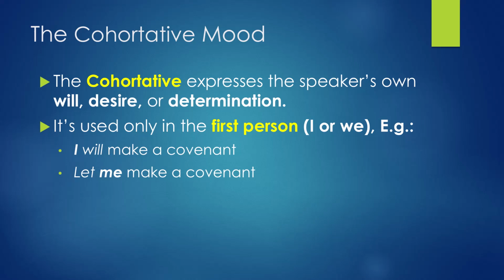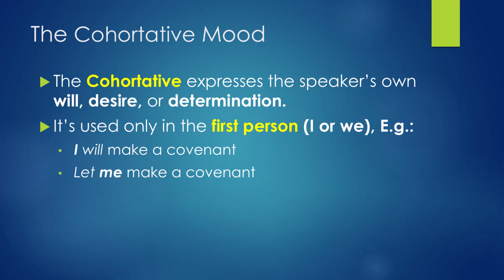The first one is the cohortative mode. Remember I said cohortative expresses the speaker's own desire or will or determination. And this is used only in the first person. The cohortative only uses the first person. And since it's used in the first person, when you're translating it, you're going to use I or we. For example, you're going to say, I will make a covenant. Let me make a covenant. So when you're translating it, you're going to use first person pronouns. I, we, us, those are first person. You're going to use those to translate cohortative mode.